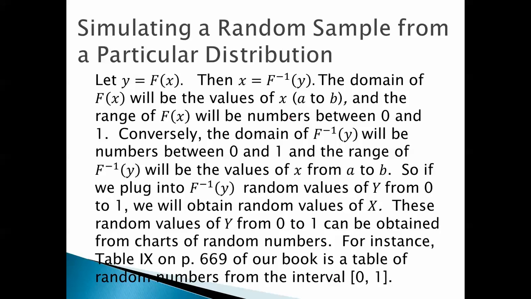In other words, the domain of F of x is going to be the range of F inverse of y, and vice versa. So the domain of F inverse of y is numbers between 0 and 1, and the range is just the values of x from a to b. So if you plug into F inverse of y random values of y from 0 to 1, that's the domain, we'll obtain random values of x. And the random values of y from 0 to 1, you can just obtain from charts of real random numbers.